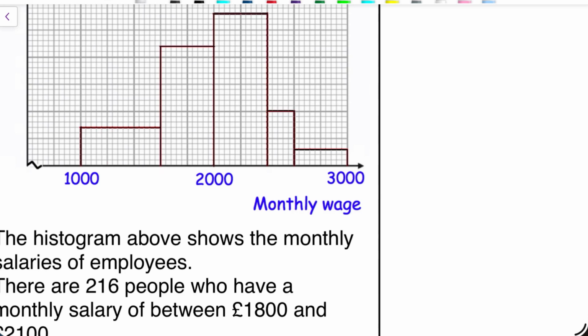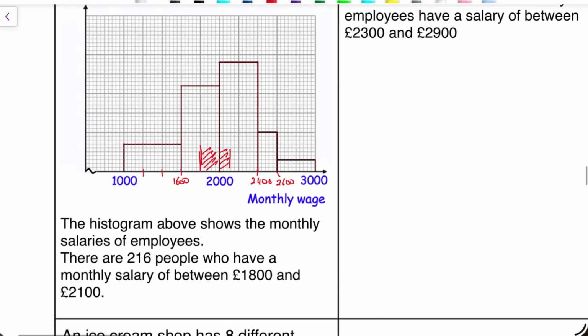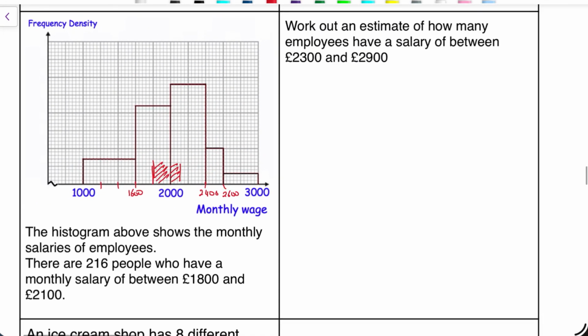So each one of these big squares is 200. So that's 200, 400. So that's 1,600, 2,000, 2,400. And this one here is 2,600. Which means between 1,800 is half of this one and a quarter of this one. Okay. I'm pausing because I don't think this is going to be a very nice question. I think the numbers here are going to be quite horrible.